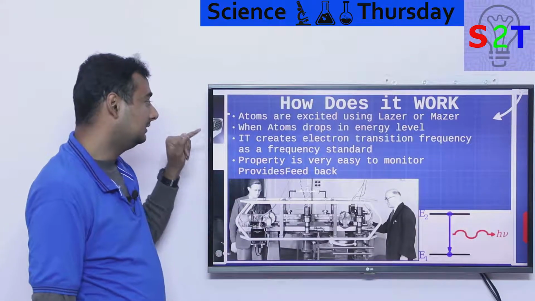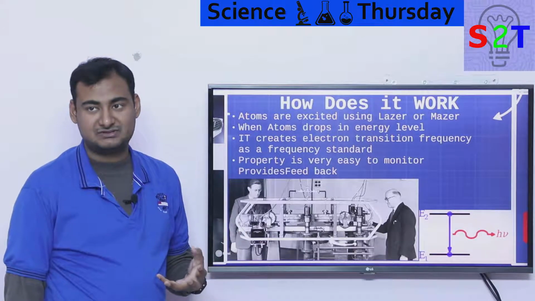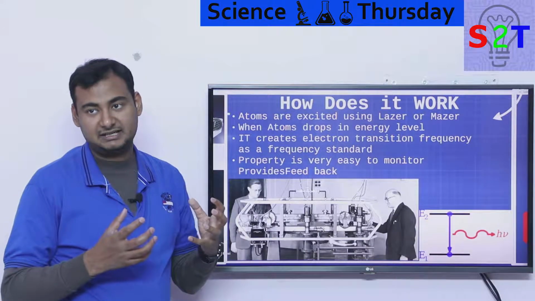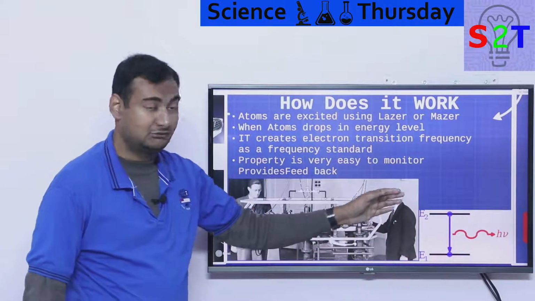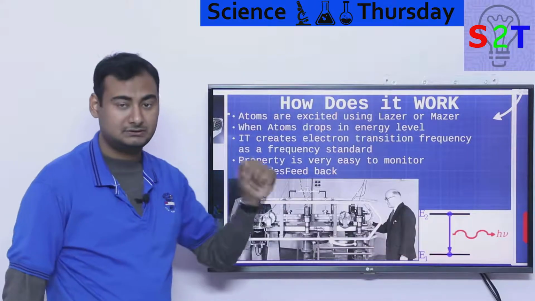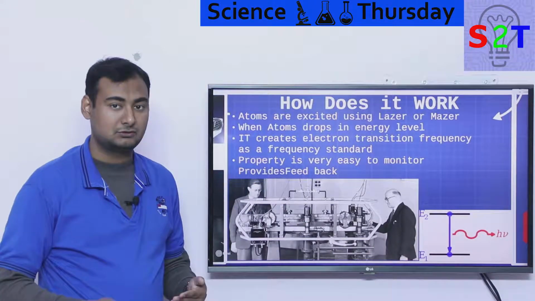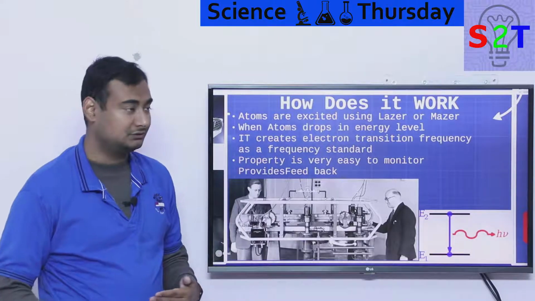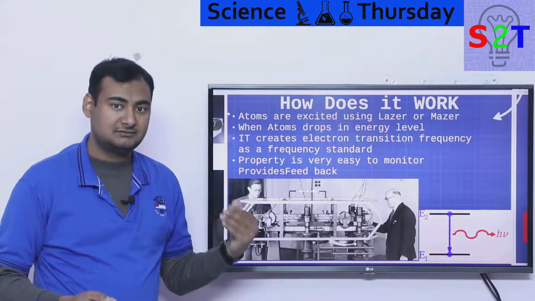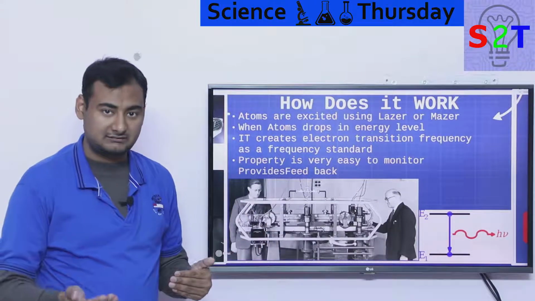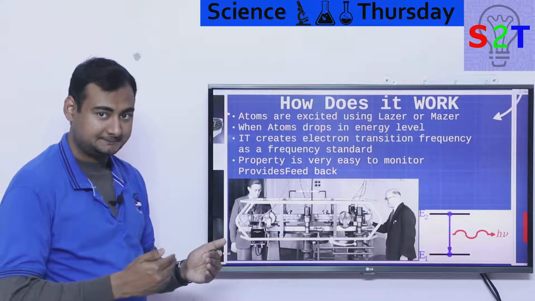how this clock works. Now, atoms are excited using a laser or maser. If you are familiar with your chemistry in school, you know that once things are excited, they want to calm down. Basically they want to go from a high energy state to a low energy state. When they do that, they give off photons. Those photons are unique to every element. Aluminum will give a different photon, hydrogen will give a different photon. All photons are the same, but their frequency will be different. Some photons will be emitted in, let's say, ultraviolet, some in microwave, some in infrared. So you're getting that.